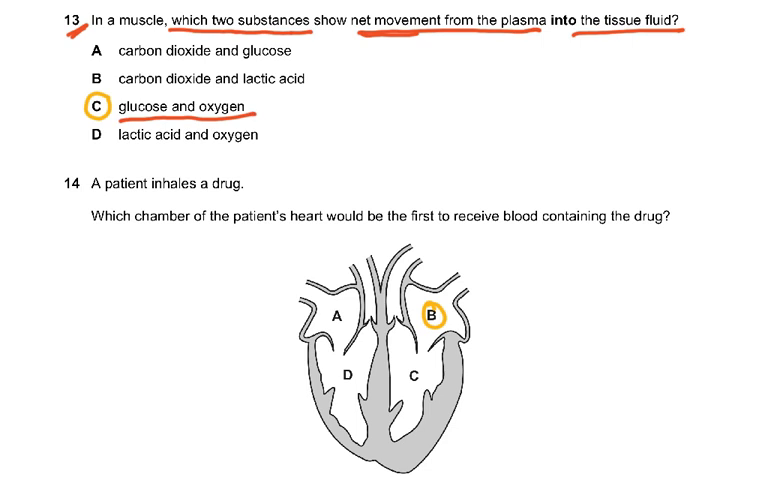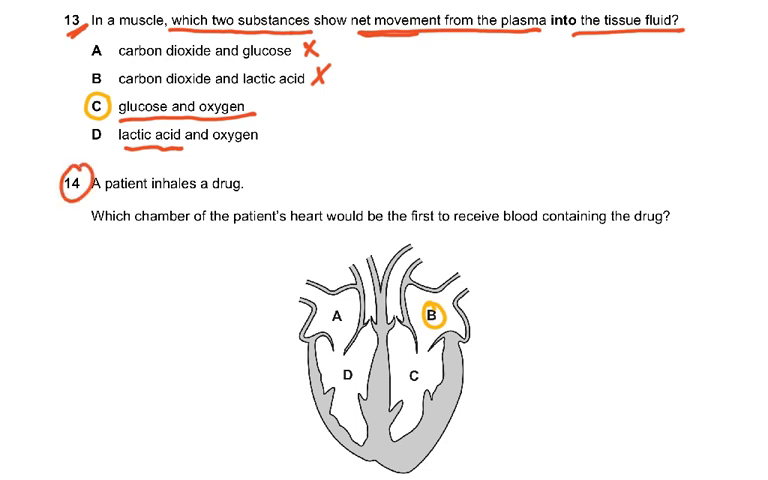Carbon dioxide and glucose, in fact, is wrong, because carbon dioxide never moves from the plasma into the tissue fluid. It moves from the cells into the tissue fluid and then into the plasma. Lactic acid will be made inside the cells and will move into the blood to be carried to the liver, where it is of course again converted to glucose and respired to release energy.